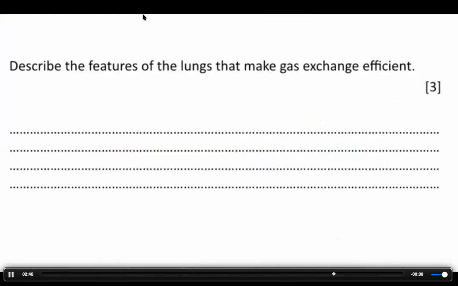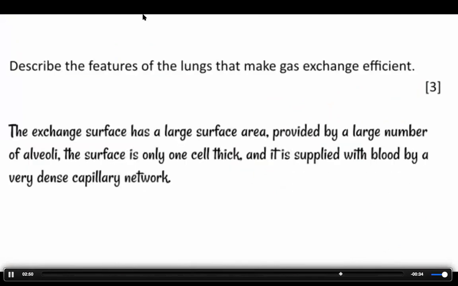A little bit of exam help on this. You might get asked to describe the features of the lungs that make gas exchange efficient. Well, the exchange surface has a large surface area, and that's provided by the large number of alveoli, and the surface is only 1 cell thick. Remember that provides a very short diffusion pathway. And it is supplied with blood by a very dense capillary network. So there, you're easily going to get those 3 marks.